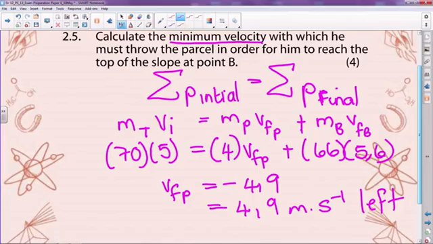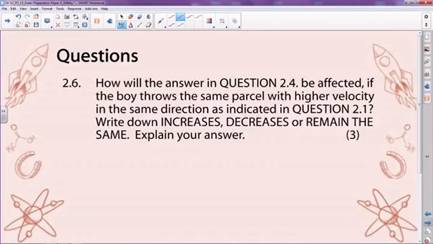Okay, now, I'm going to do this one with you because this is quite an important question. It says, how will the answer in question 2.4, in other words, the velocity we have him moving at, be affected if the boy throws the same parcel with a higher velocity in the same direction?